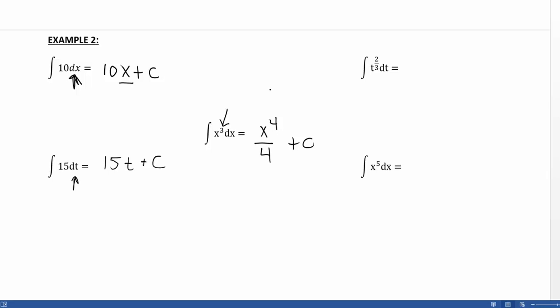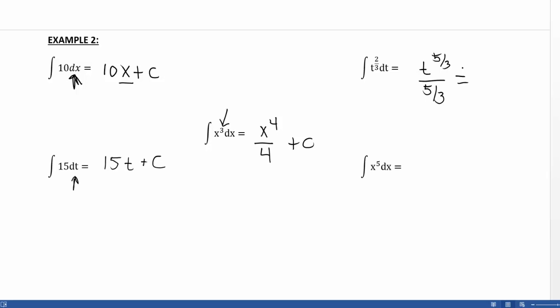For t to the 2/3, I'm going to have to add 1, and I'm going to be really careful because I have a fraction here. So I end up with t to the 5/3 divided by 5/3. We don't like to have fractions in the denominator of a function, and if you divide by a fraction, it's the same thing as multiplying by the reciprocal. So I'm going to rewrite this.